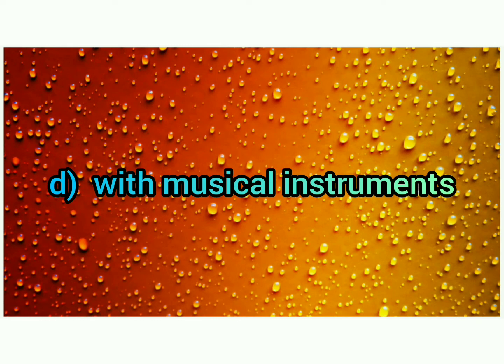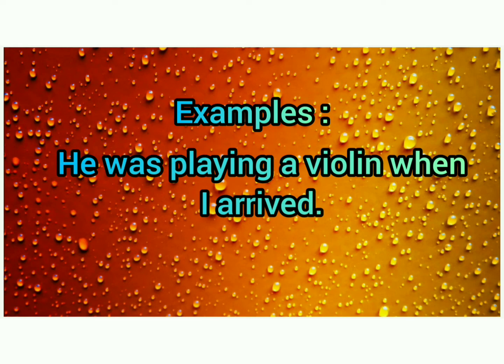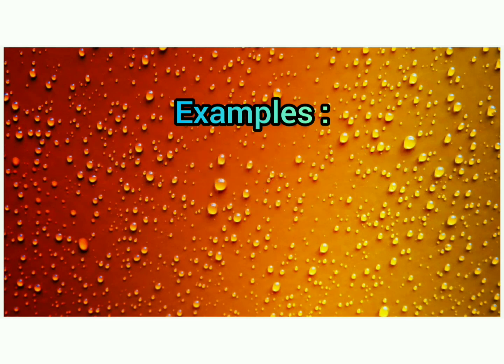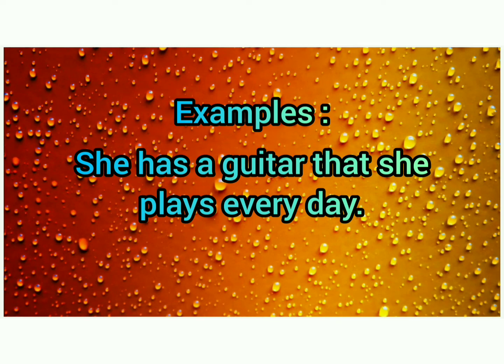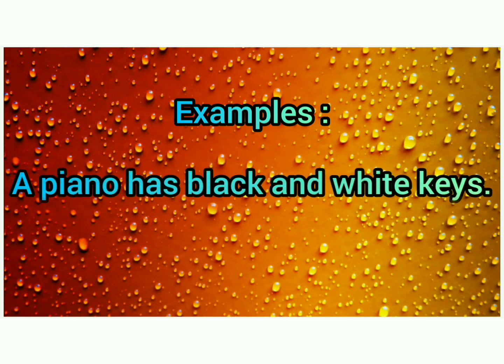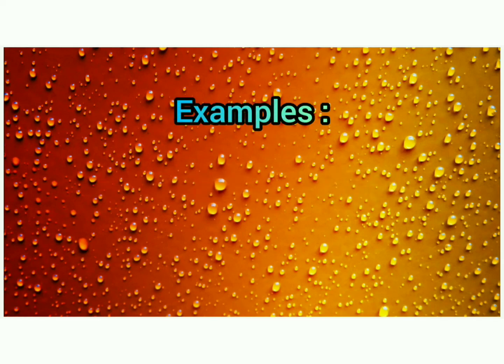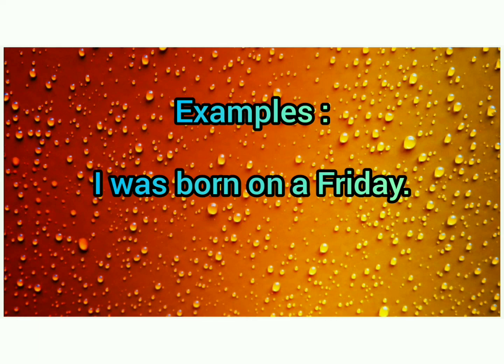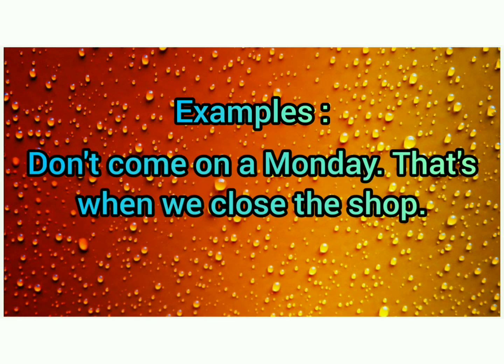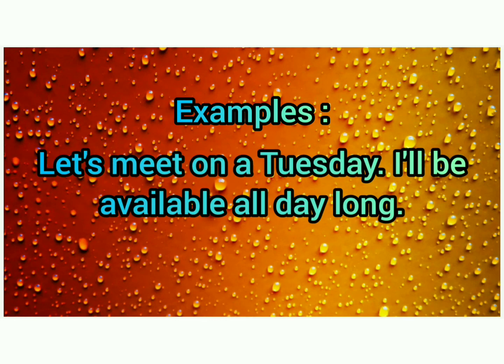D. With musical instruments. Examples: he was playing a violin when I arrived. She has a guitar that she plays every day. A piano has black and white keys. E. With names of days. Examples: I was born on a Friday. Don't come on a Monday, that's when we close the shop. Let's meet on a Tuesday, I'll be available all day long.